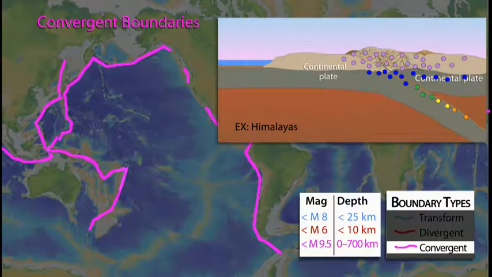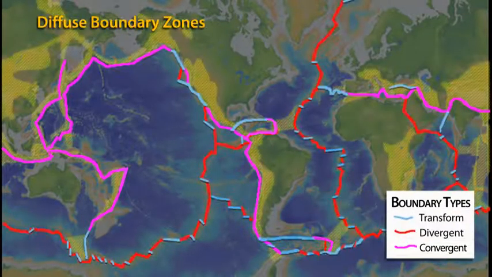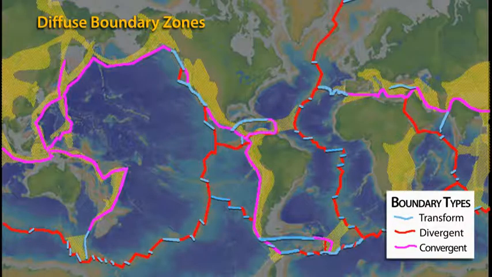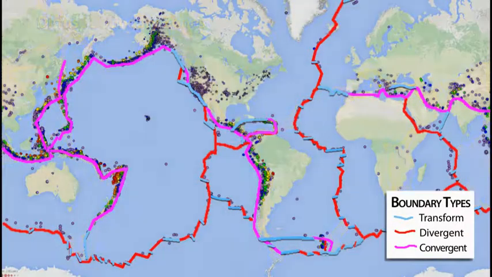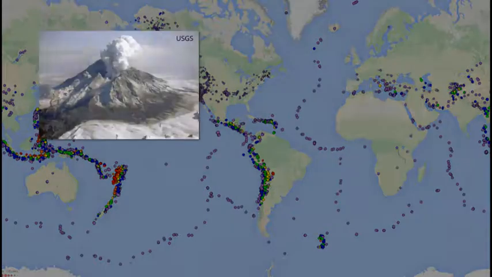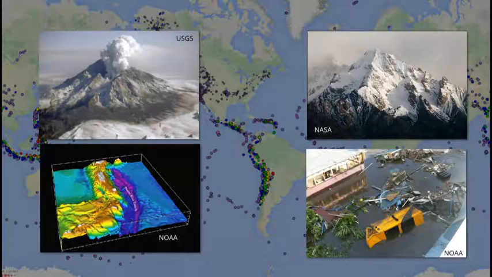In addition to these three boundaries, there are also diffuse boundary zones in which deformation occurs over a wide region. Although less common than earthquakes along plate boundaries, earthquakes in the interior part of plates, called intraplate earthquakes, do occur. Nevertheless, tectonic activity and earthquakes are chiefly concentrated at or near plate boundaries, where many geologic features including volcanoes, mountains, trenches, and tsunamis are in a constant state of change.